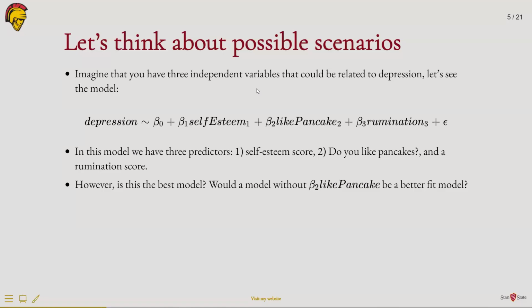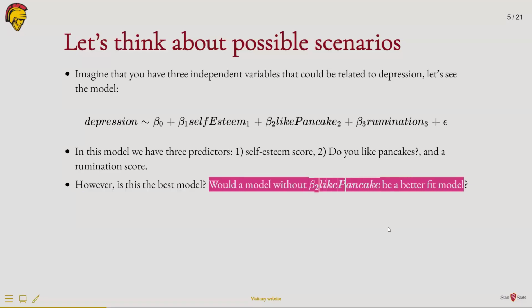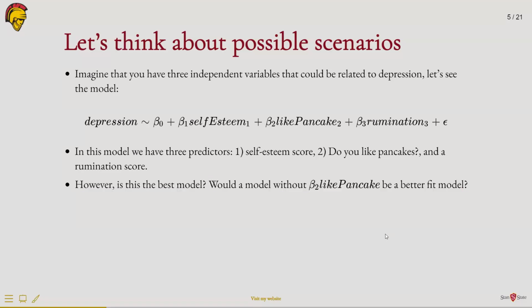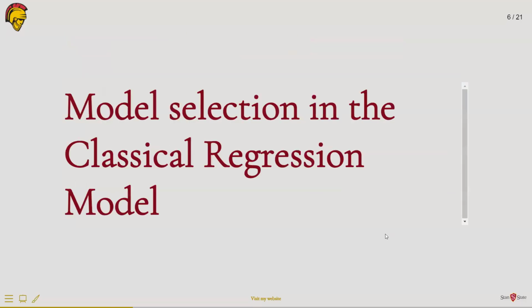But to be honest, by looking at that, you might be thinking, probably liking pancakes is not the most intuitive predictor, right? Or I could be wrong. I haven't found any paper that says something about it, but if you find it, it would be nice to have it. So we can ask this question: would this model be better if I remove I like pancakes? I don't know. Let's see if that's better or not.